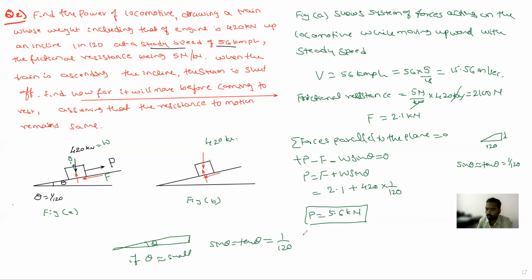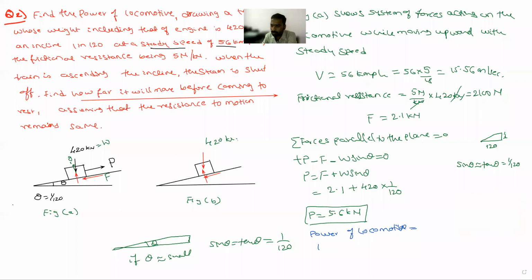Then power of the locomotive. So how to calculate the power of the locomotive? What is power? Power is W upon T, the rate of change of work done. So here, it is the work done by P per second, is it correct? Work done by P per second, okay?